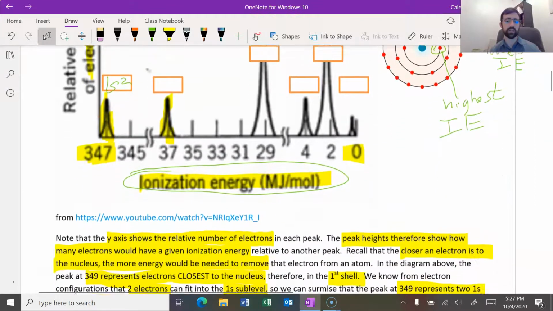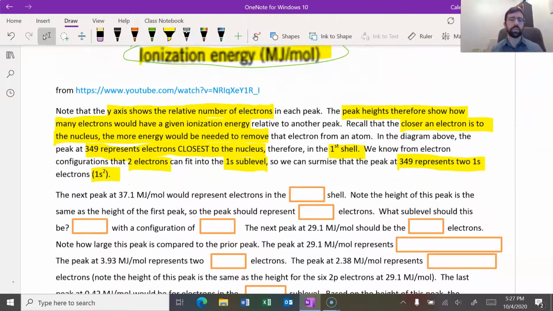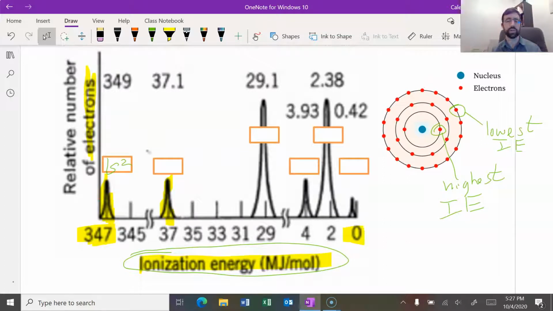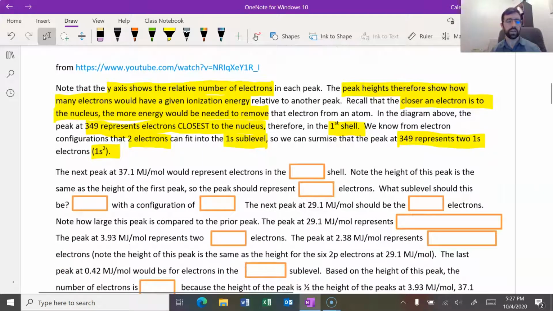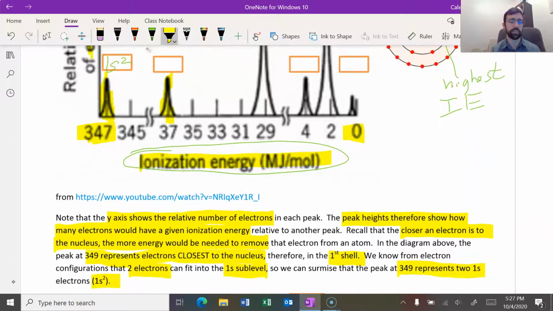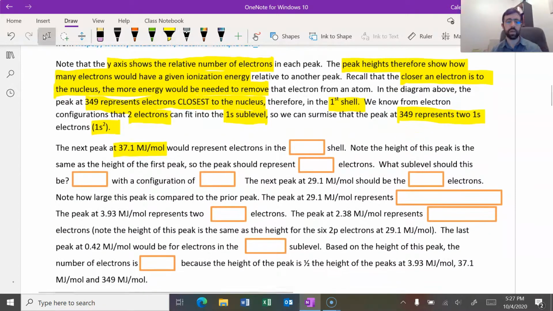So let's go back down here. By the way, this Bohr atom is not necessarily the same atom that we're looking at on the scale. It was just a picture from online to demonstrate how the ionization energy is compared. So the next peak at 37.1 megajoules per mole. So when we're looking at that 37.1 megajoules per mole, we're looking at the second peak. It would represent electrons in the next energy level. And of course, our next energy level would be the second shell.